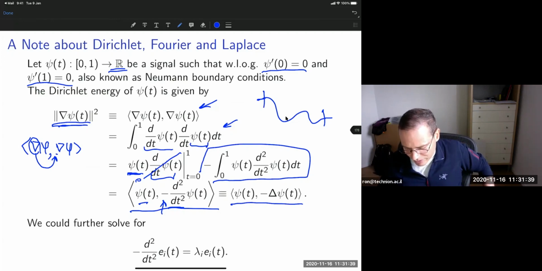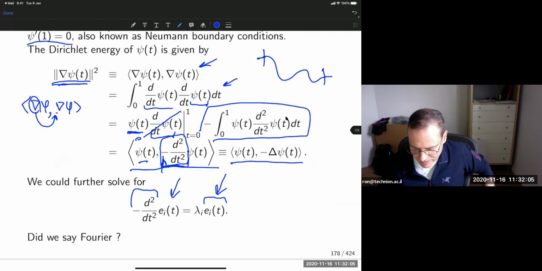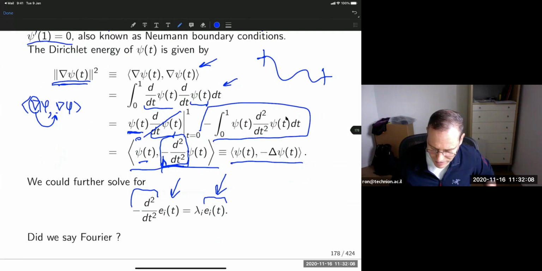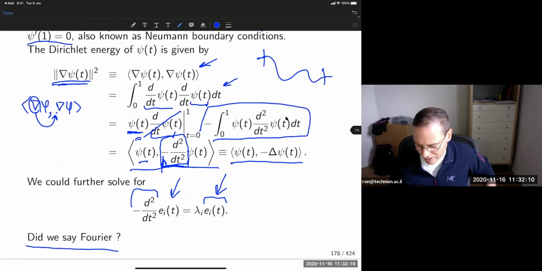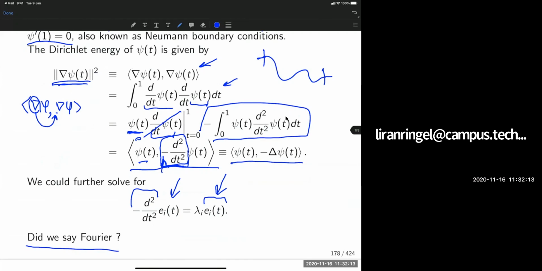And as I told you before, you can take this operator, the second order derivative according to time, and ask which functions would actually satisfy this condition. So again, this is the minus sign of the Laplacian, and I would like to ask what would be the eigenfunctions of this operator. Now, can anyone see why this is Fourier? Yeah, because the sine and cosine will have this property.